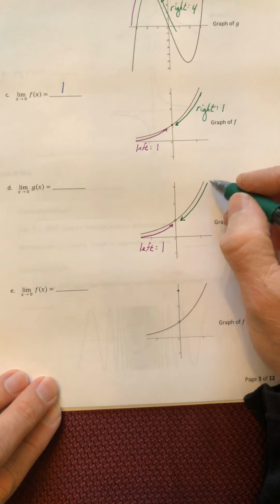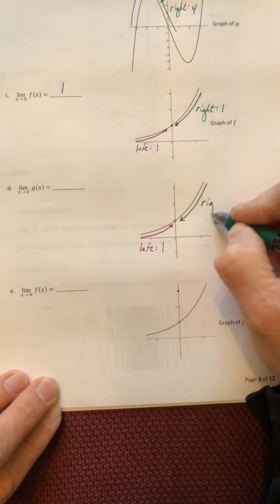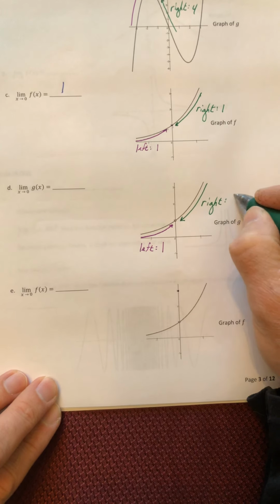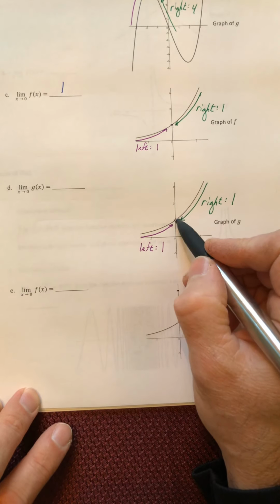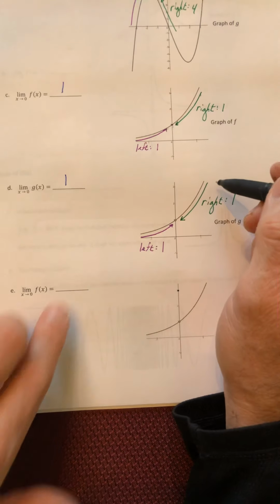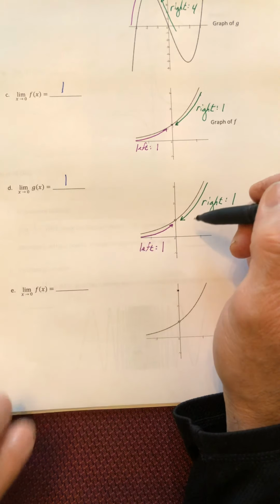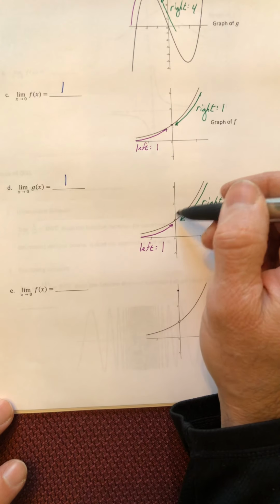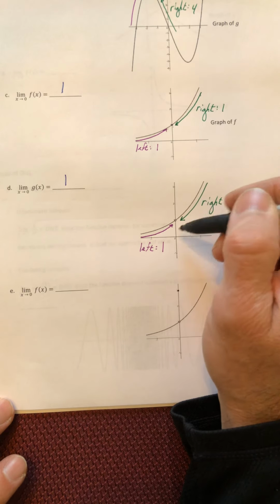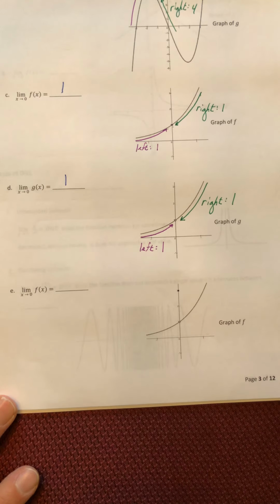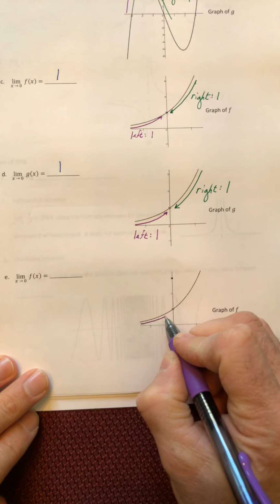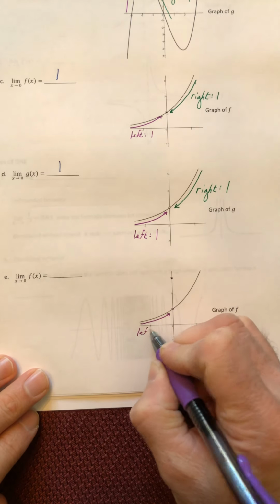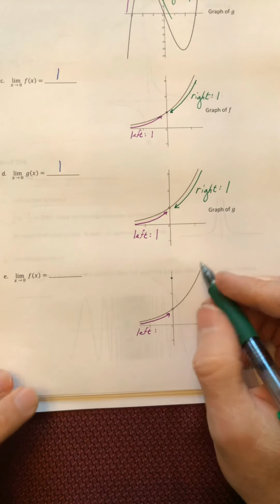And then on the opposite side, on the right, you're also approaching the y value of 1. So even though the function is not defined there, you're still approaching y equals 1 from both sides. Like you're getting closer and closer to it. You can't actually hit it, but you're getting really, really close to it. Okay, and then this last one from the left, and then also from the right.